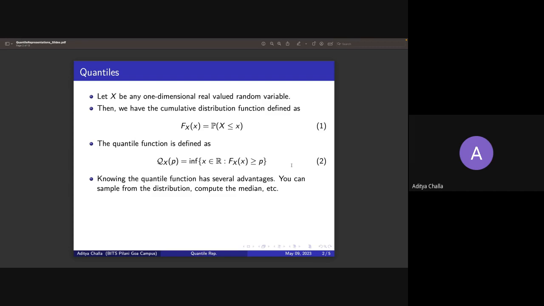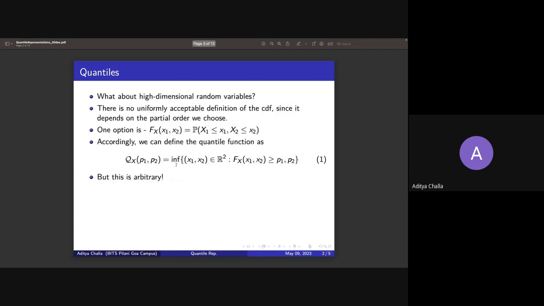So this is standard. Knowing the quantile function has several advantages. For instance, you can sample from the distribution because taking an arbitrary p will sort of give you a sample already, and you can easily compute the median because at p equal to 0.5 that gives us the median. But the first generalization would be, what about high dimensional random variables? How do these definitions extend?